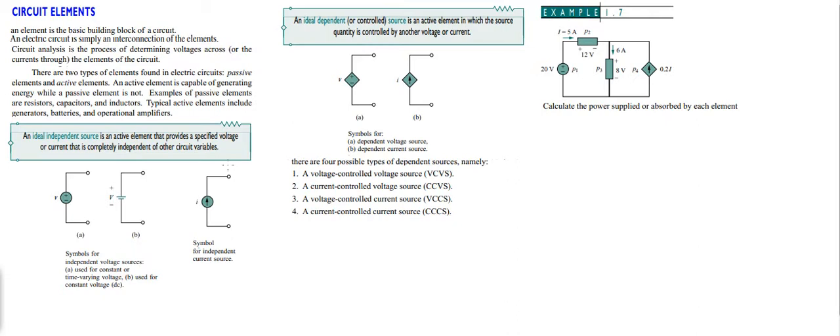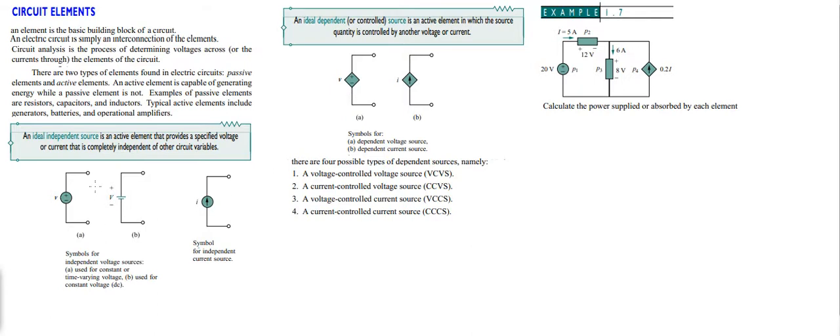We have here an ideal independent source, which is an active element that provides a specified voltage or current that is completely independent of the other variables. Why is it independent of other circuit variables? Because we have an ideal dependent or controlled source, which is an active element whose source quantity is controlled by another voltage or current.